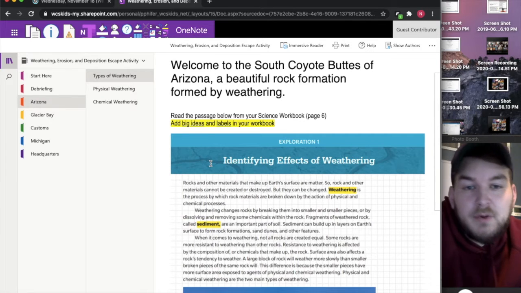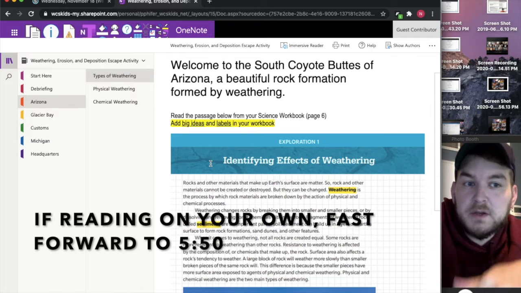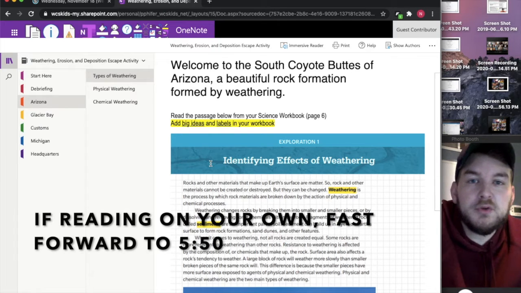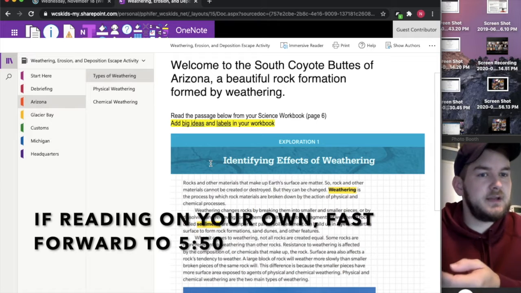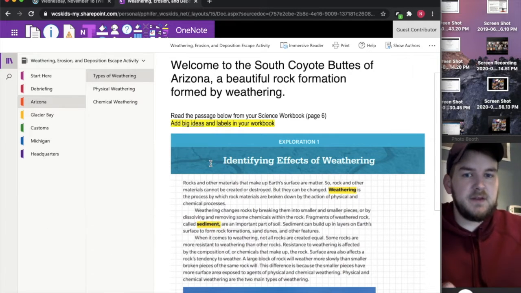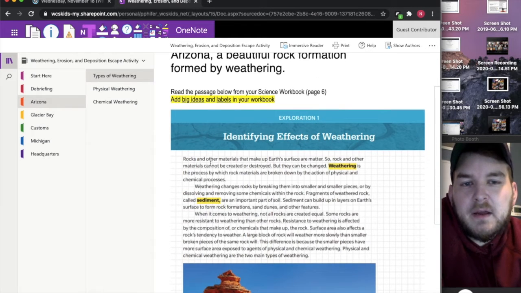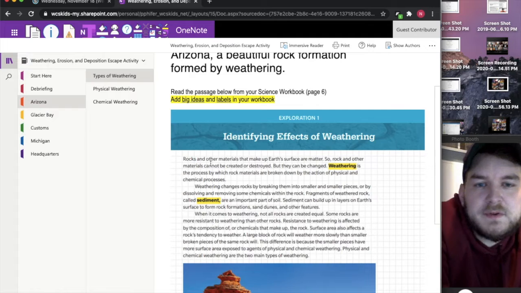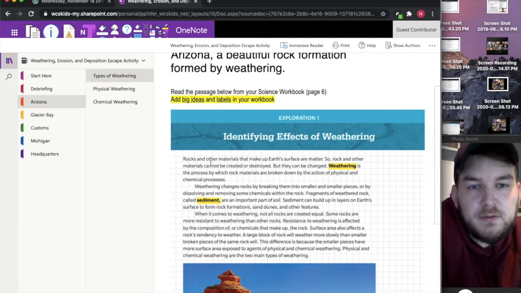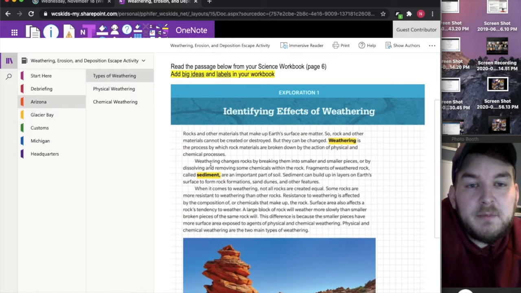I will give you two options. I'm either going to read this right now, or if you want to read this on your own, you can fast forward to the time that you see on the video. You can fast forward to the time that's listed there. So, identifying effects of weathering. Rocks and other minerals that make up Earth's surface are matter, so rock and other materials cannot be created or destroyed. They can be changed.